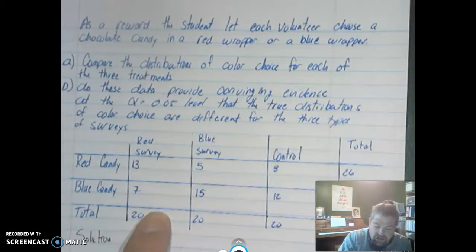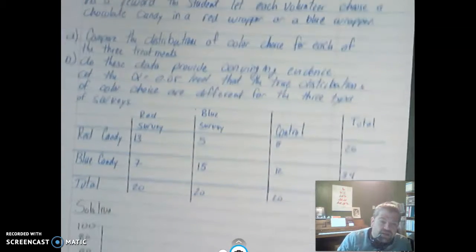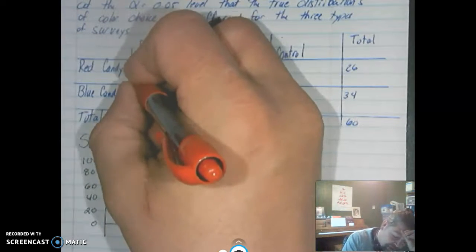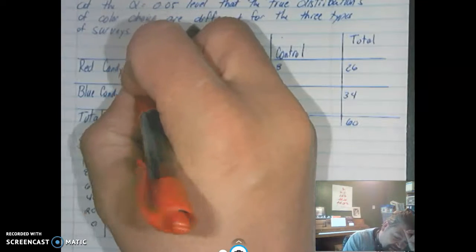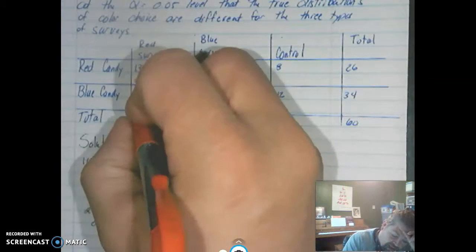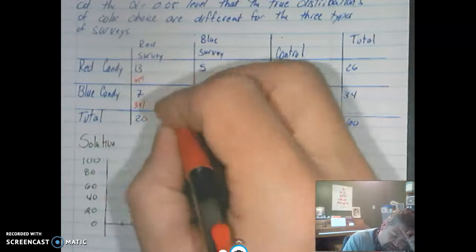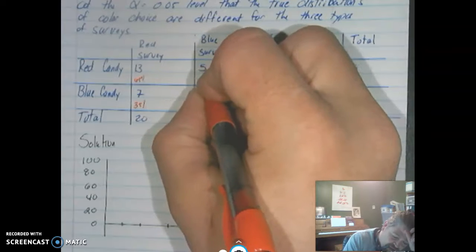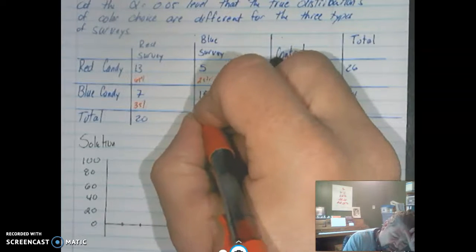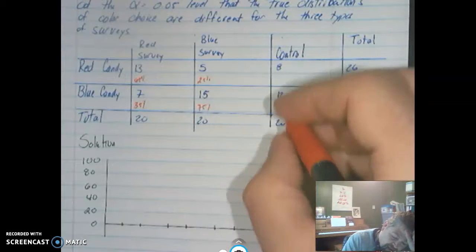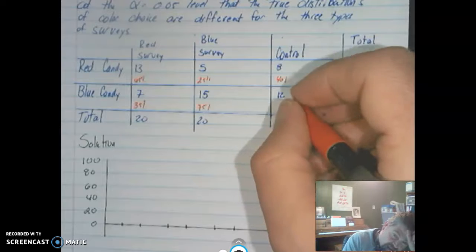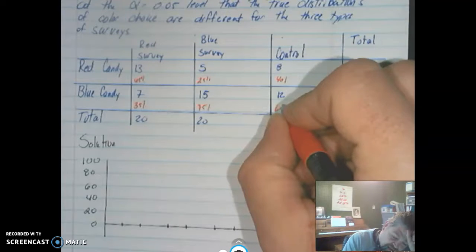All right, so the first thing that we need to do is calculate how many in the red survey chose the blue and red, okay? And so this is going to be 13 divided by 20, okay? And I already did the work, and that's 65%, okay? And then here, it's 35%. On the blue survey, they chose red 25% of the time, and they chose blue 75% of the time. And then on the control, they chose red 40% of the time, and they chose blue 60% of the time.